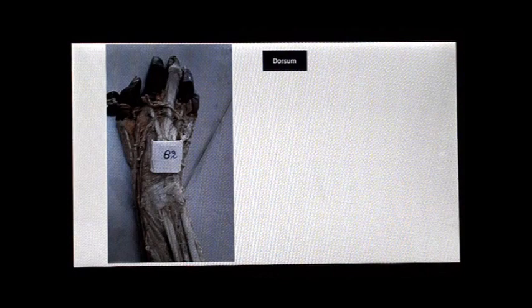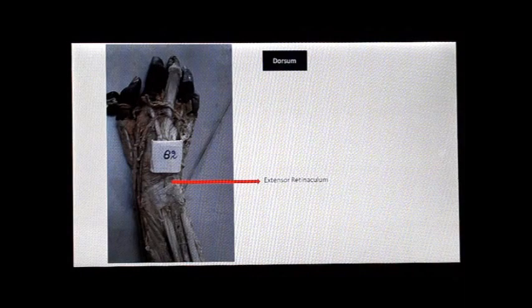Okay, then next is the picture showing extensor retinaculum. Extensor retinaculum is also modification of deep fascia present on the dorsal aspect of the wrist, and it is an oblique band. It attaches on the lateral side to above the radial styloid process of the radius. On the medial side, it attaches to the pisiform bone, and it also attaches to the triquetral bone.